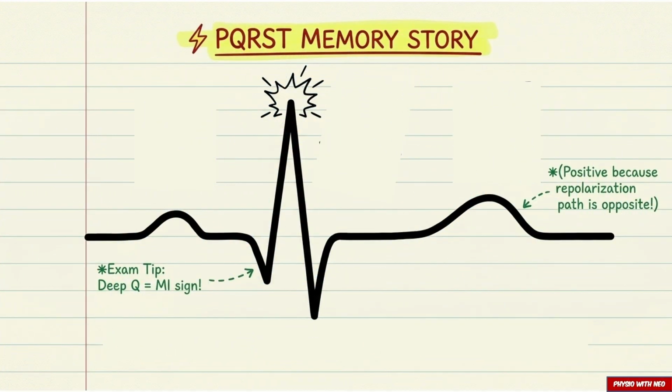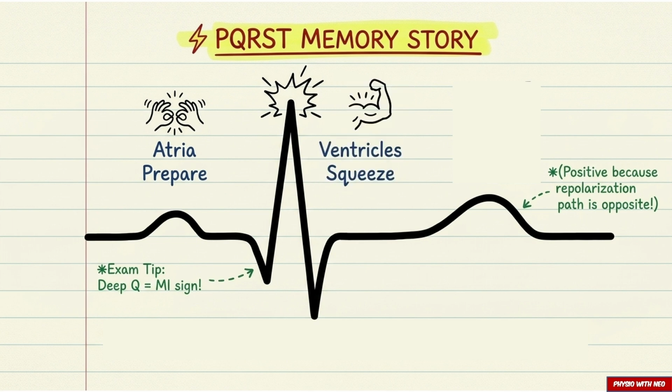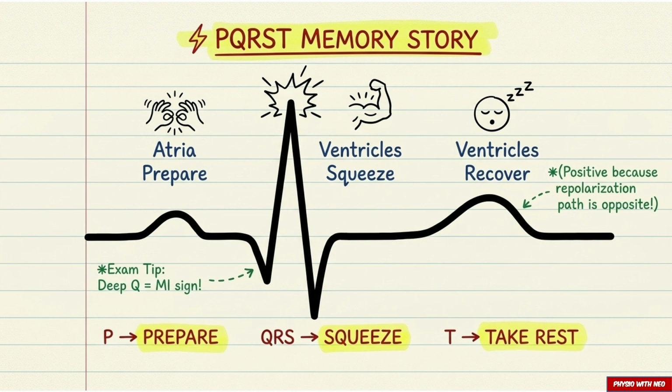This is my favorite memory trick. Do not memorize definitions. Remember the story. P stands for prepare. The atria are preparing by depolarizing. Next comes the QRS. Think squeeze. The ventricles contract with full force. And finally comes the T. Think take rest. The ventricles relax and recover. So the entire ECG becomes prepare, squeeze and take rest.